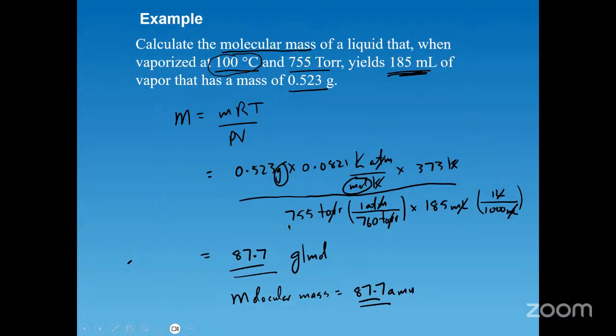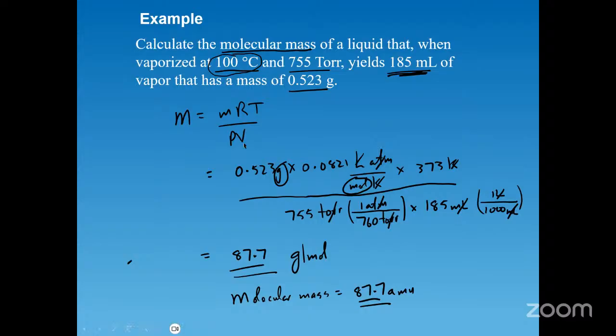Then we divide by the pressure. Here they gave you the pressure in torr, 755 torr. What we have to do is convert that pressure from torr units to atmosphere units. That's the reason I multiply by this right here. You'll notice you have 1 atmosphere divided by 760 torr. You multiply this by this, and that will give you the corresponding pressure in atmospheres.